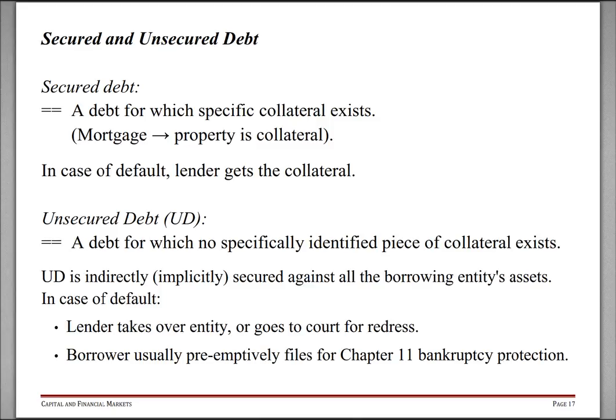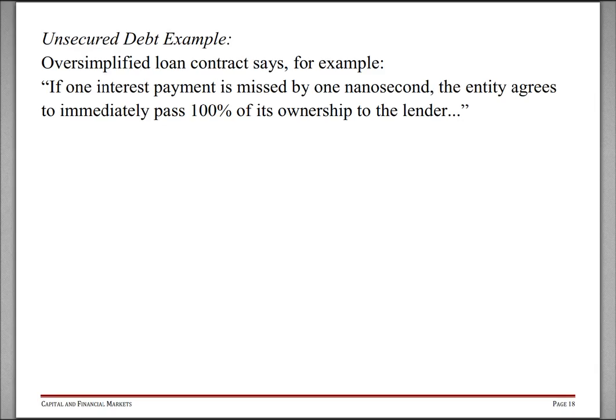Unsecured debt is a very, very common source of debt generally in finance. It's debt for which no specific individual piece of collateral exists. Unsecured debt is implicitly secured against all the borrowing entity's assets. So if there's a default, again, the lender would take over the entity or go to court for redress, and the borrower will try to preemptively head this off by filing for Chapter 11 bankruptcy protection.